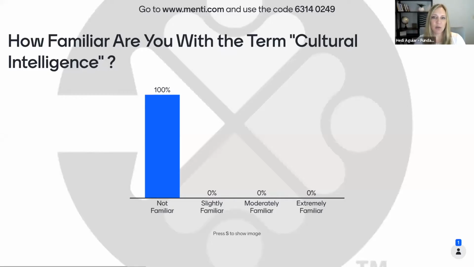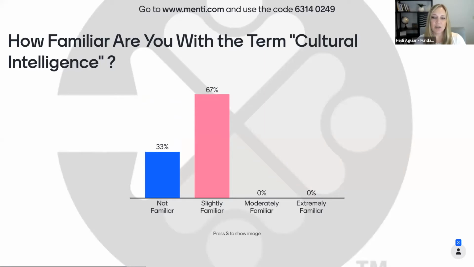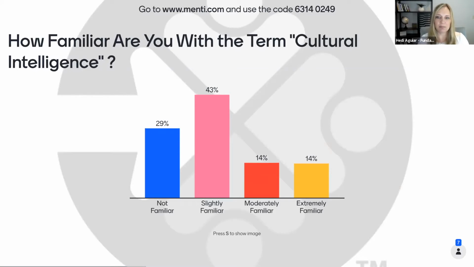So how would you define cultural intelligence? Cultural intelligence is a term that's probably not as well known. Now I'm kind of curious to see how the audience feels about that term. This is the first opportunity to practice using that Mentimeter, where you can rank how familiar you are with the term cultural intelligence. It's also known as CQ. You know, emotional intelligence is EQ, cultural intelligence is CQ. So I'm curious to see how everybody feels about that term.